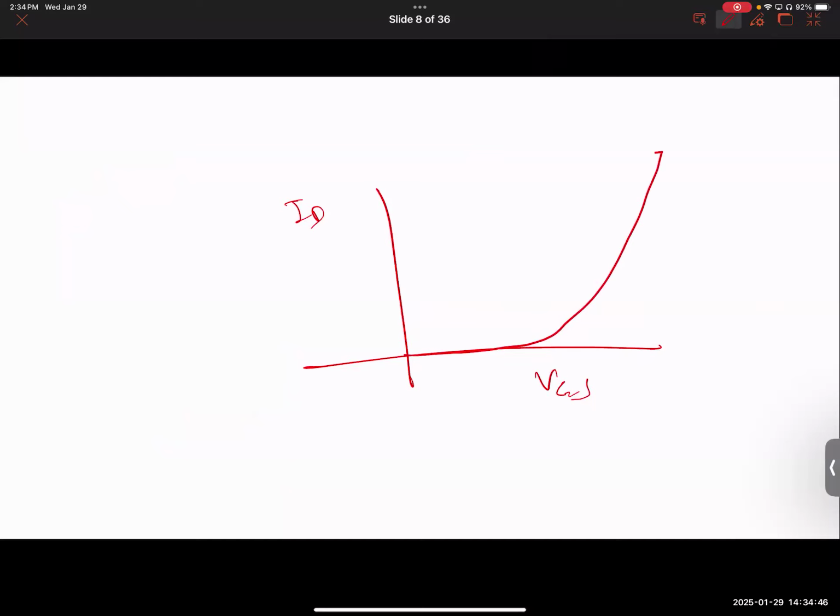Let me just clear all of them. ID versus VGS. When you have the full potential of the transistor, when it fully turns on, this is called on current. And the on current is about, say, 100 microamps. Taking a number here. Below it, we used to take it as zero, but if you carefully measure, this would be, say, 1 nanoampere.